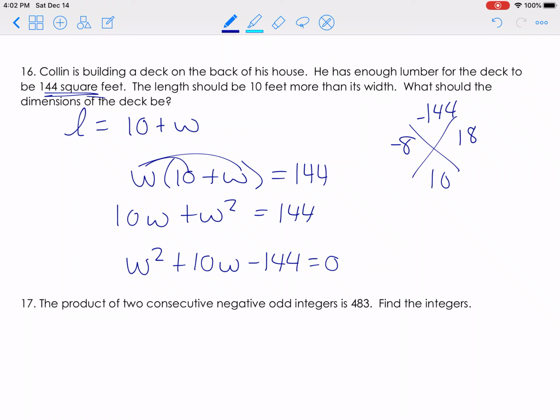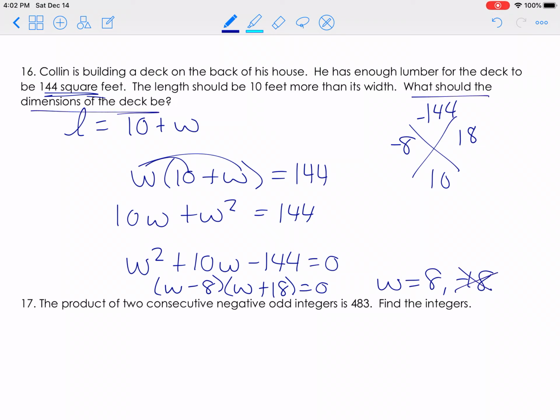Okay, so the factors are going to be W minus 8 and W plus 18 equals 0. And then the two solutions will be W equals 8 and negative 18. Negative 18 doesn't make sense. What should the dimensions of the deck be? Well, the width should be 8 feet. And the length should be 10 more than the width, so 18 feet.